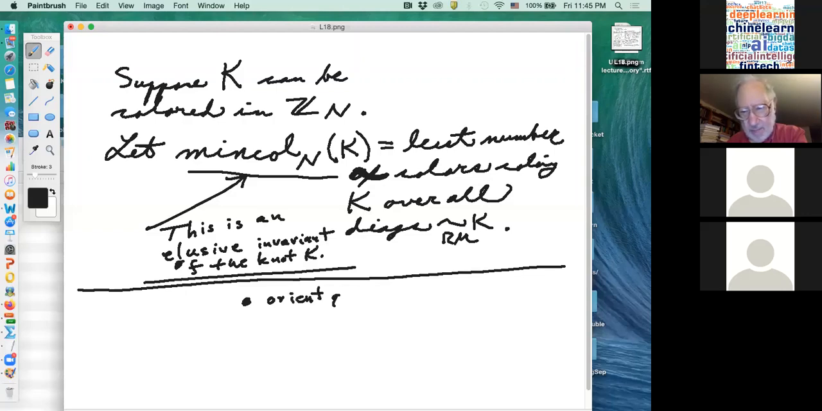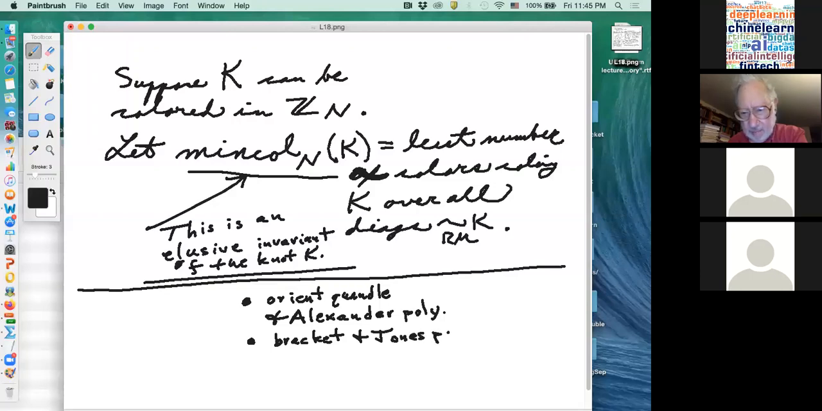quandle and Alexander polynomial, and then we'll go on to bracket model, bracket and Jones polynomial. And we probably will start talking about virtual knots tomorrow.